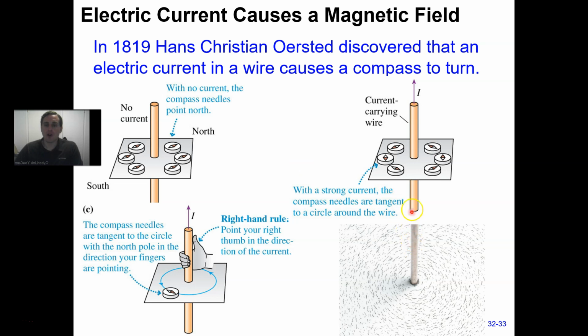If you turn on the electric current and the current is running upward, the thumb points upward, the magnetic field lines should circulate counterclockwise as viewed from above, and the compass needles look like they rotate counterclockwise. Because of that strong current, they experience a strong local magnetic field nearby. So the compass needles are always tangent to the circle with the North Pole in the direction that your fingers are pointing. Notice that this is exactly what we see with these iron filings if they're near a long straight current carrying wire in an actual experiment.